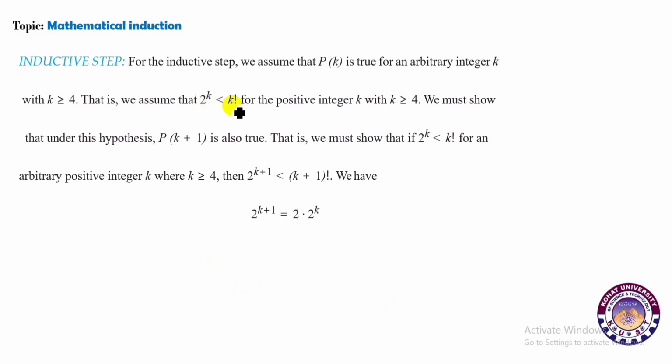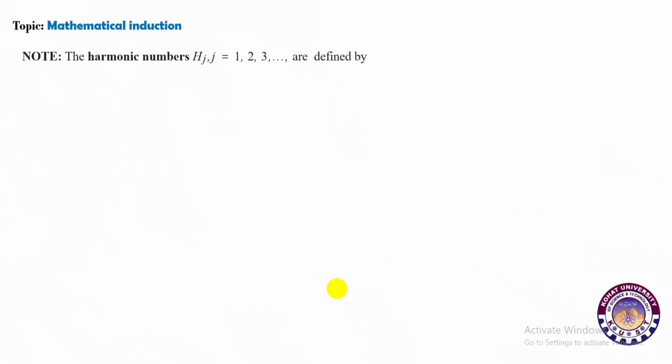Since 2 raised to the power k plus 1 can be written as 2 times 2 raised to the power k, and by assumption 2 raised to the power k is less than k factorial, I can write from the above 2 times k factorial, and 2 is less than k plus 1, as the smallest possible value for k is 4 and 4 plus 1 is 5, and we know 2 is less than 5. Therefore from the above inequality we can write (k plus 1) times k factorial, which is (k plus 1) factorial, which was our goal. Thus, by the mathematical induction technique, we can say that we have proven the given proposition.